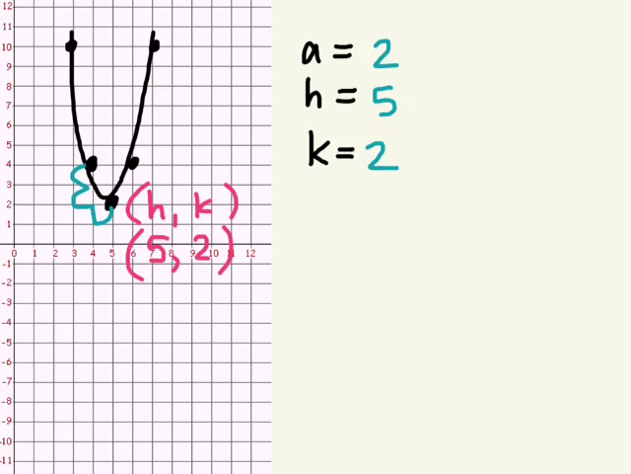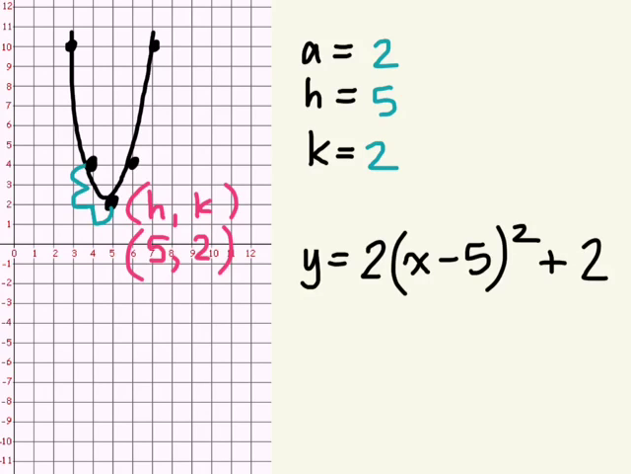Who can tell me the equation of this parabola? So y equals, we have to plug in a. We know h is going to be the opposite, right? So it's going to be -5. K is the same, which is a +2. Plug in your y and your x, and don't forget to square it.